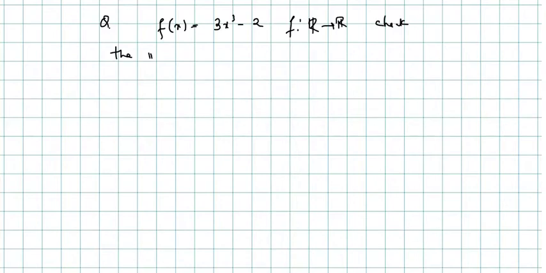Let's take another problem. f of x is equal to 3x minus 2. So, and the function is from real to real. Okay, so domain is real and codomain is real. Okay. So check injectivity. Check the injectivity. So let's see how to do it.